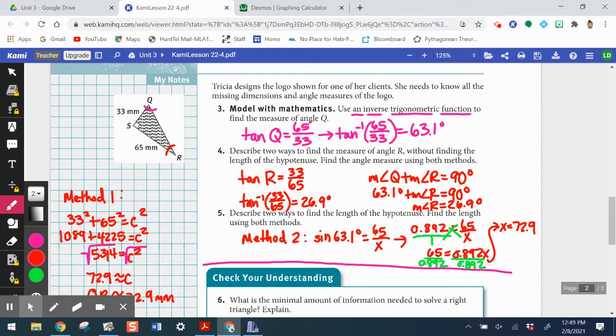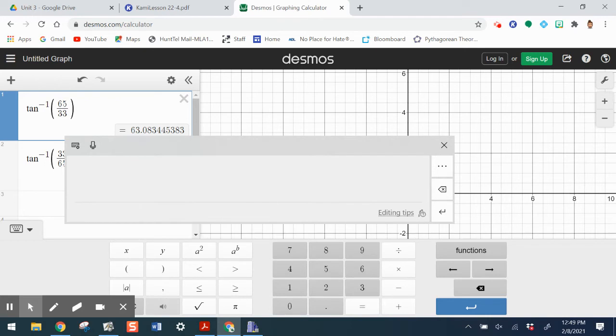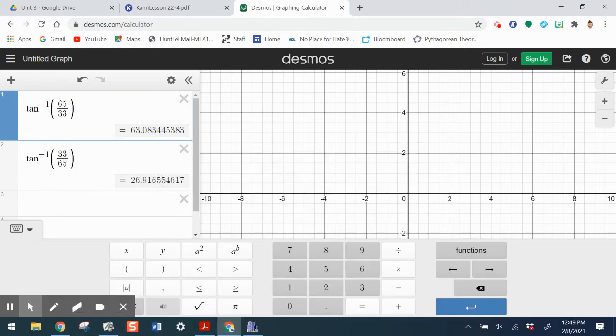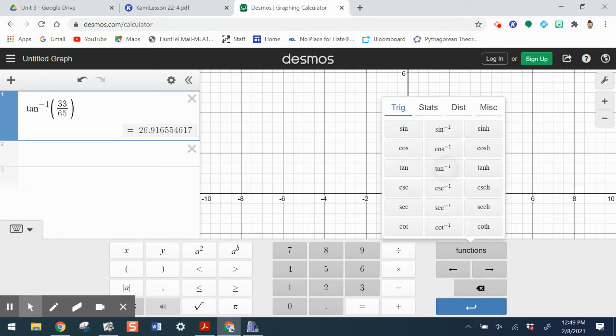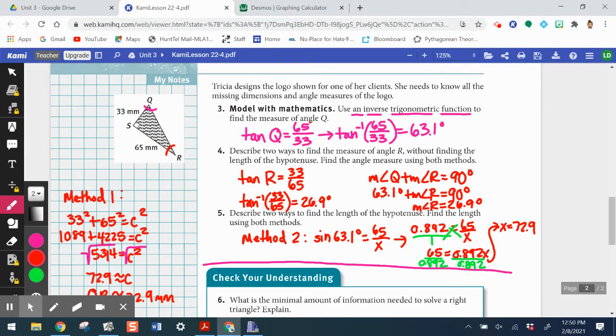Just to reiterate how to do that, we go over to Desmos. You can already see the work here done on tangent inverse of 65 over 33. But the way you do that is I'll get rid of that. I'll click on Functions, Tangent Inverse. It's wanting to do it all together. Let's start a new one. Tangent Inverse, and we'll just type in 65 over 33. And we get roughly, rounded to the nearest tenth, 63.1, because the 8 tells the 0 to round up. So we found the measure of angle Q is 63.1 degrees.